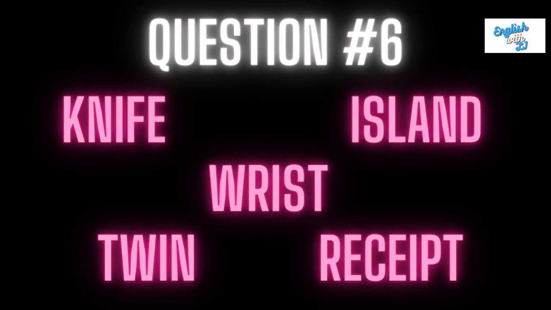Question number 6. Knife, island, wrist, twin, receipt. This one is a little bit more tricky. You have to think about this one. Which is the odd word out? The odd word out is twin. Can you figure out why twin is the odd word out here?